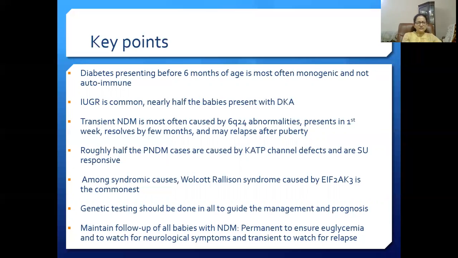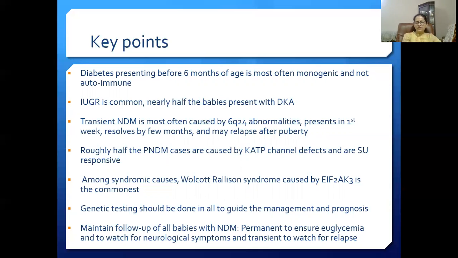Transient neonatal diabetes is most often caused by 6q24 abnormalities, and although it remits by a few months of age, it may relapse after puberty. So transient is actually a misnomer. One should always watch for relapse. Roughly half of the permanent neonatal diabetes mellitus cases are caused by defects in the ATP sensitive potassium channel, and these are sulfonylurea responsive. Among syndromic causes, Wolcott-Rallison is the commonest.